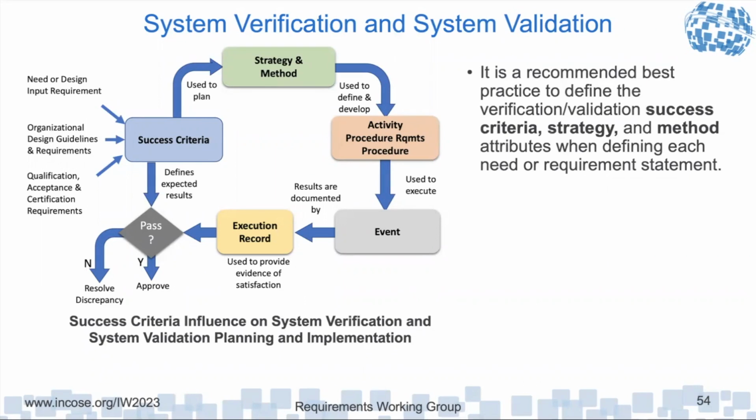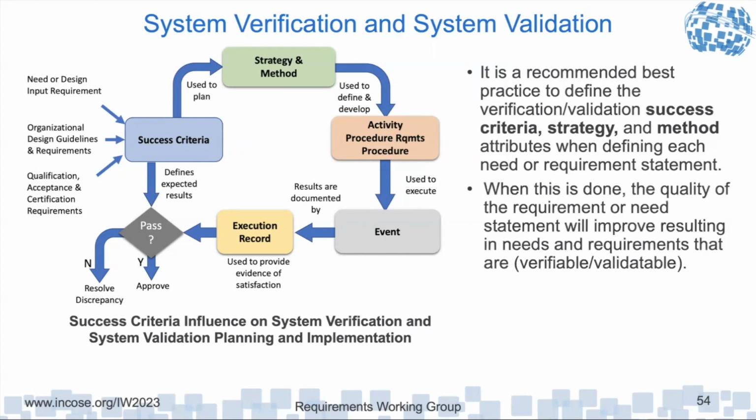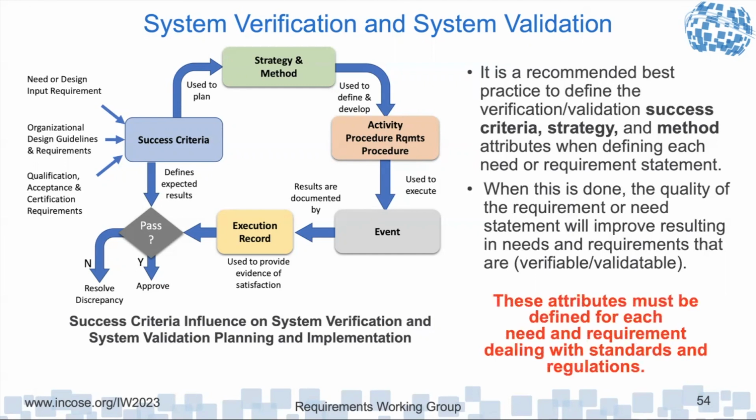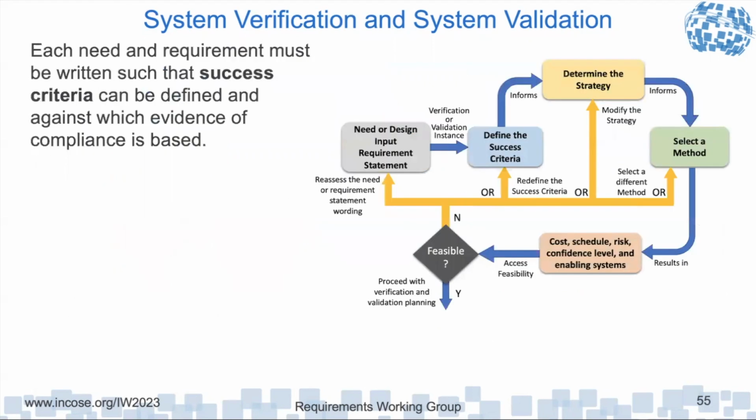And then with that, the organization can make a decision: did we pass the success criteria? Did we meet it or not? If there's a discrepancy, we've got to go resolve that. If not, we approve that action and we can move on and do our other requirements. And when we do this, the quality of the requirement and needs statements will improve, resulting in needs and requirements that are verifiable and validatable. But we have to be thinking ahead: how would we verify and validate the system against the needs or requirements? And so these must be defined for each need and requirement dealing with the standards and regulations.